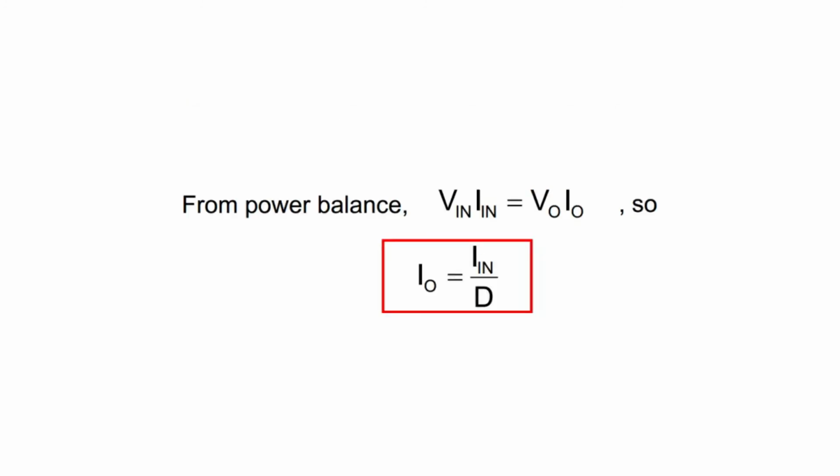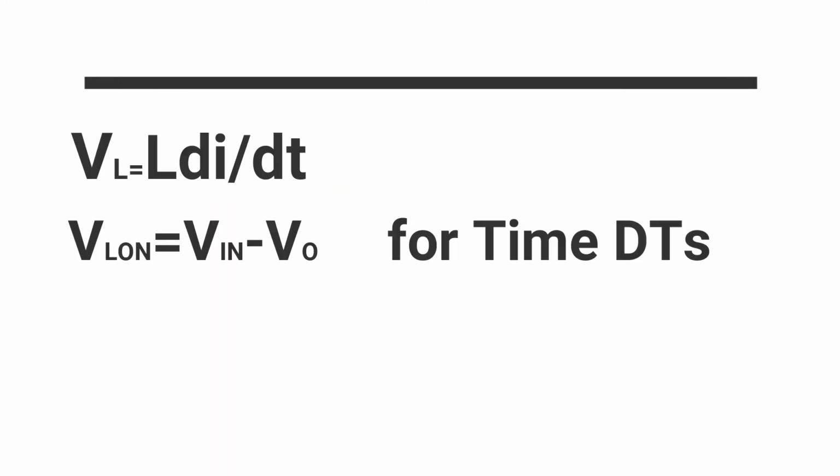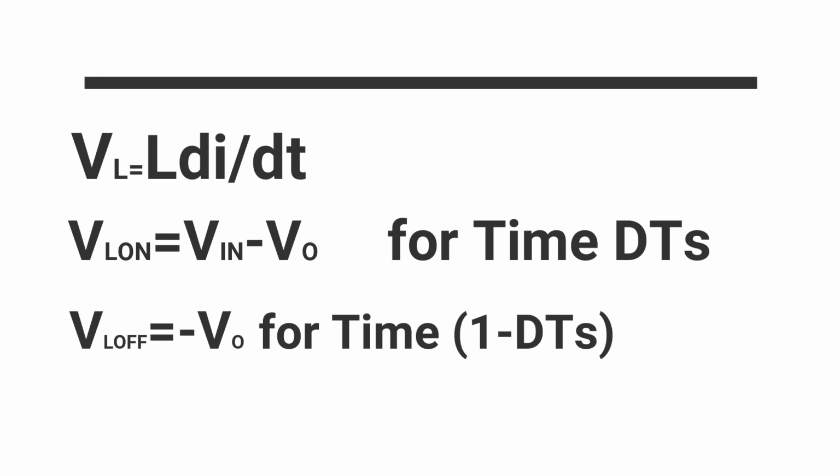For an ideal converter, the input power is equal to the output power, so the relation of this M(D), or Vout over Vin, could be converted into Iout over Iin or Iin over Iout. We can see these relations with the help of the waveform also.